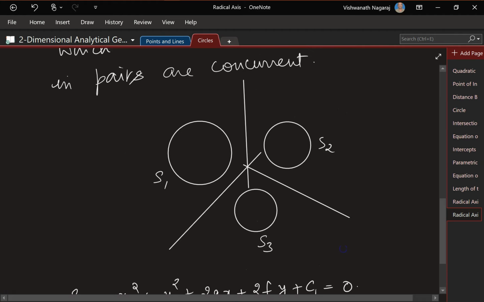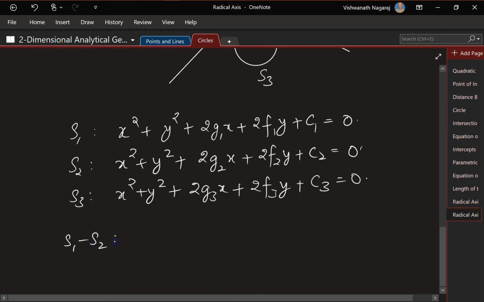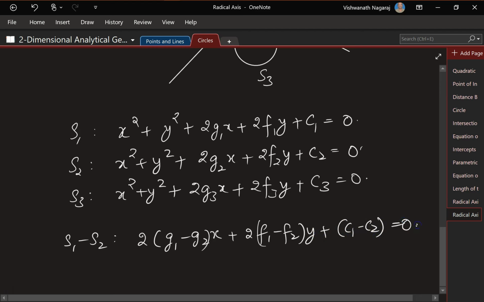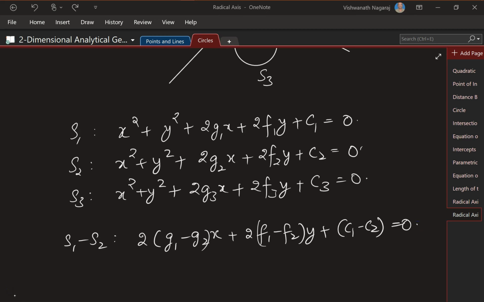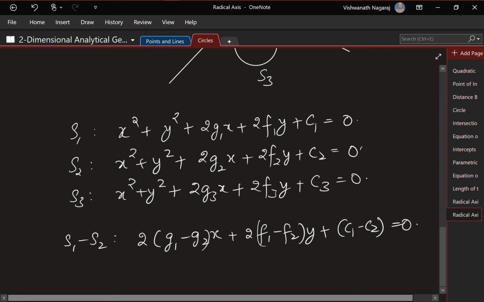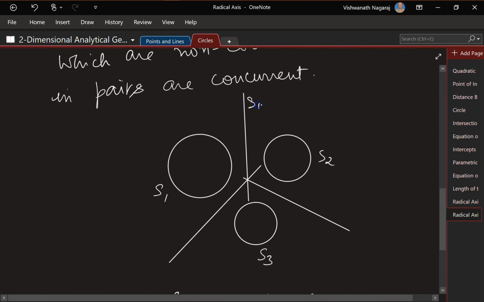Let's take S1 and S2. So S1 minus S2 would give us what? Let's subtract it here itself. X square, y square gets cancelled. 2(g1 minus g2)x plus 2(f1 minus f2)y plus c1 minus c2 equal to 0. This is nothing but the radical axis between S1 and S2. So this is S1 minus S2.